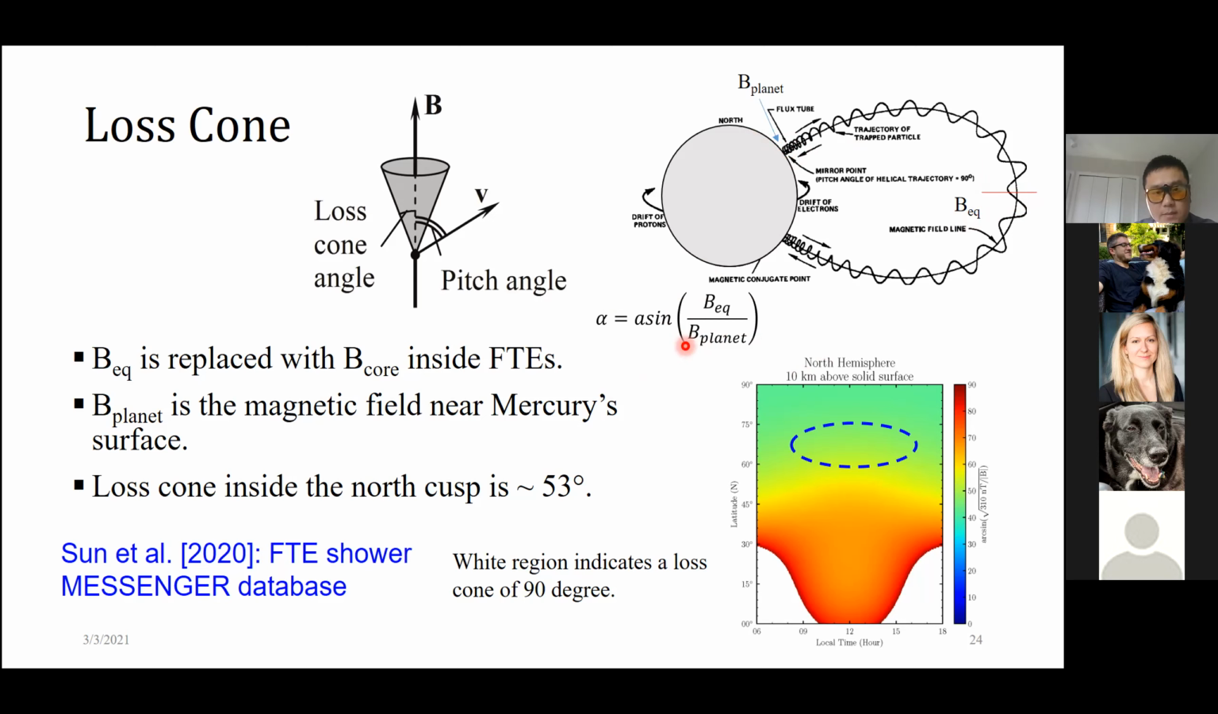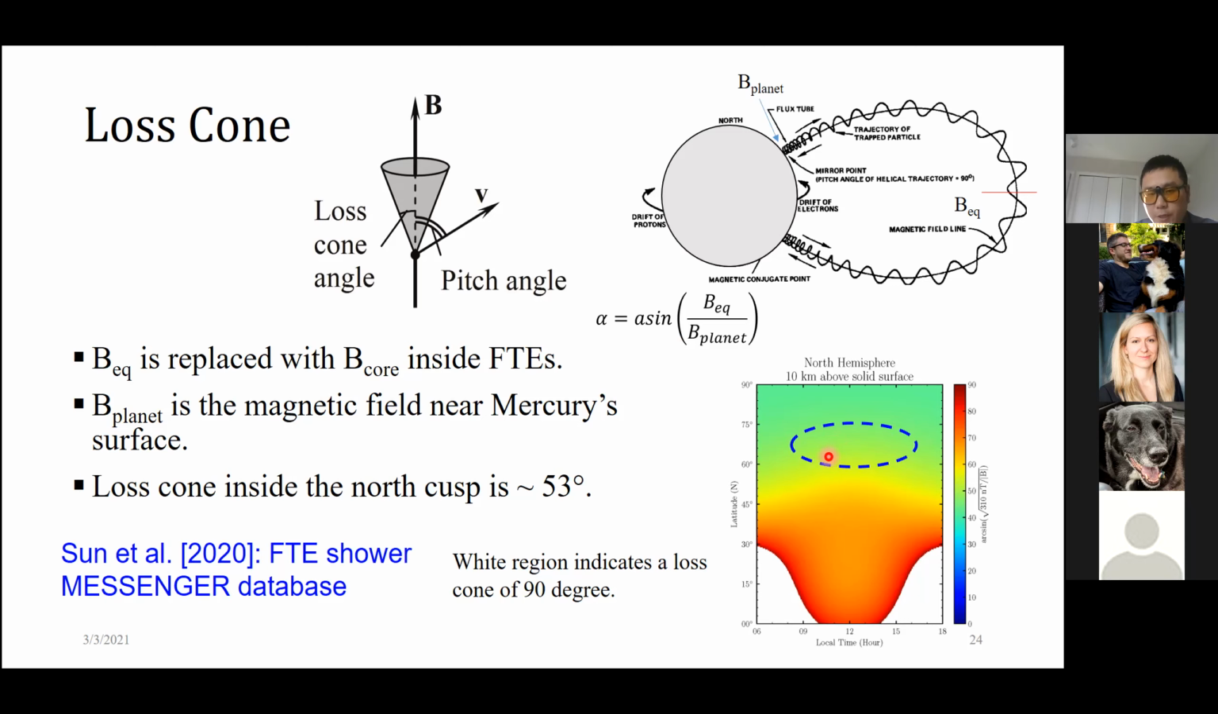So we got a value inside the flux transfer events, the magnetic field intensity inside the flux transfer events, which should replace the equatorial magnetic field intensity. And we know the magnetic field intensity near the planet's surface. And we calculate the loss cone distribution over the north hemisphere of Mercury. The dashed elliptical circle here indicates approximately the cusp region. And we can see that the loss cone inside the cusp is around 50 degrees.